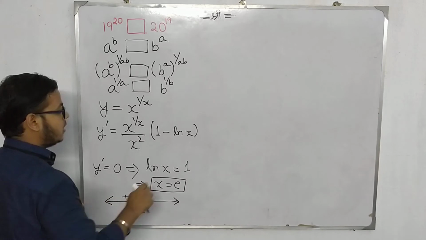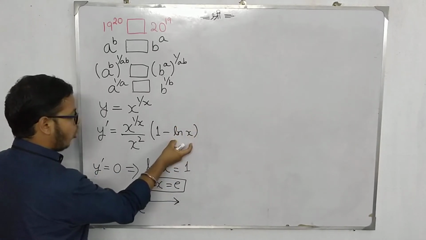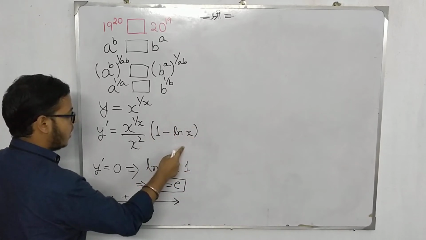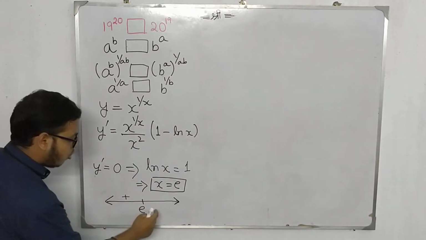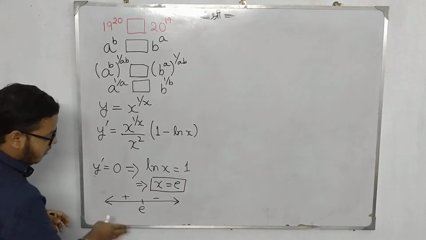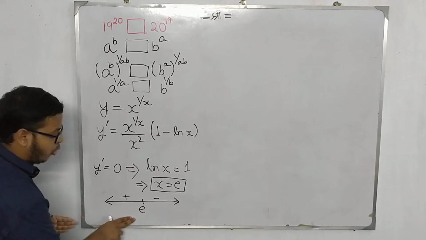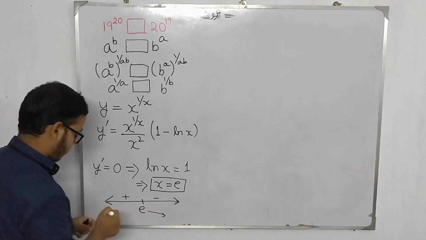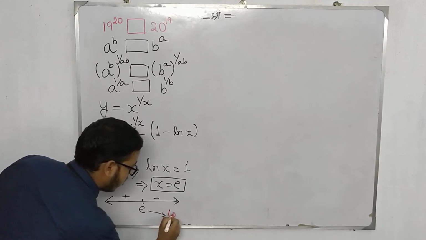अब e से बड़ा नंबर लेते हैं, say e squared. So ln of e squared will become twice ln e, और ln e 1 हो जाएगा, तो 1 minus 2 will be minus 1, and this term will become negative. तो इसलिए y prime on the right hand side of e will become negative. Now if you see, we are going from positive to negative across the critical point e. So this means this critical point will become the maxima, or the local maxima to be precise.